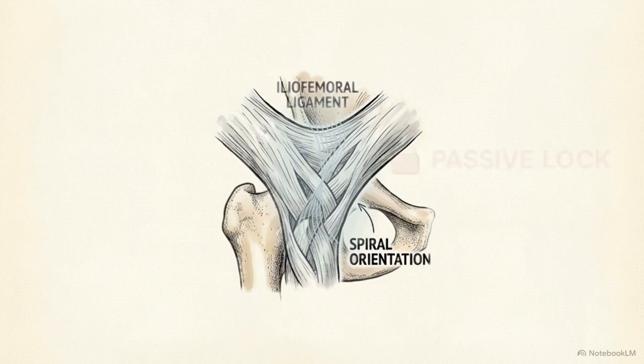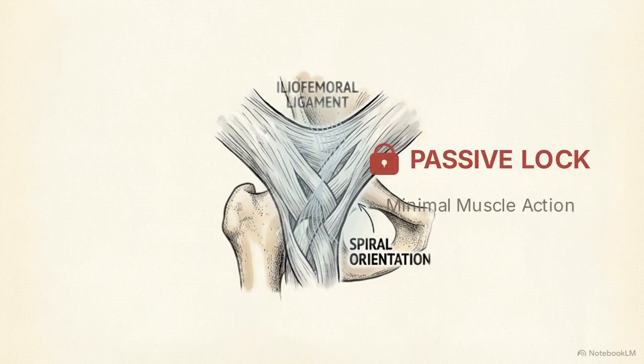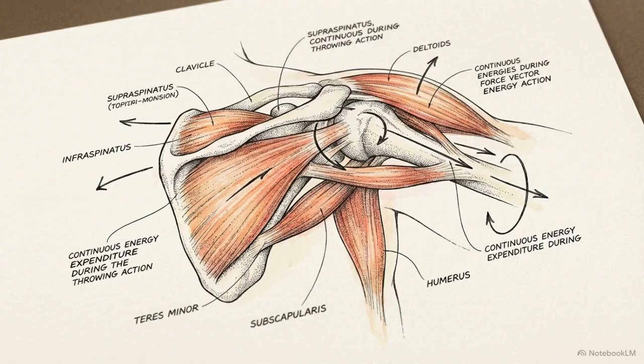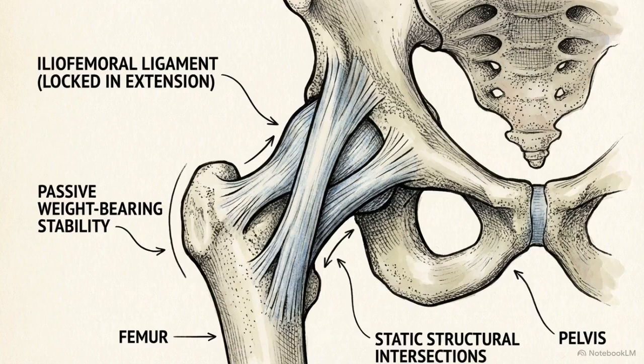As the hip extends, like when you stand up straight, these spiral fibers twist tighter. This creates a passive lock, mechanically securing the joint in place so you can stand upright with minimal muscle action. Maximum multi-axial mobility exacts a high energy cost in the form of continuous muscular stabilization. Massive axial loading, meanwhile, is handled efficiently by the low-energy passive locking of deep bones and dense ligaments.